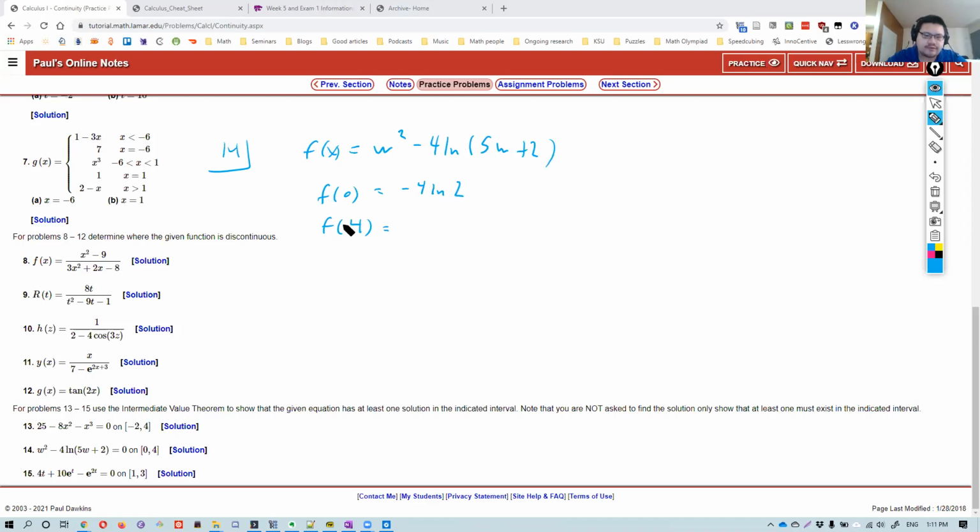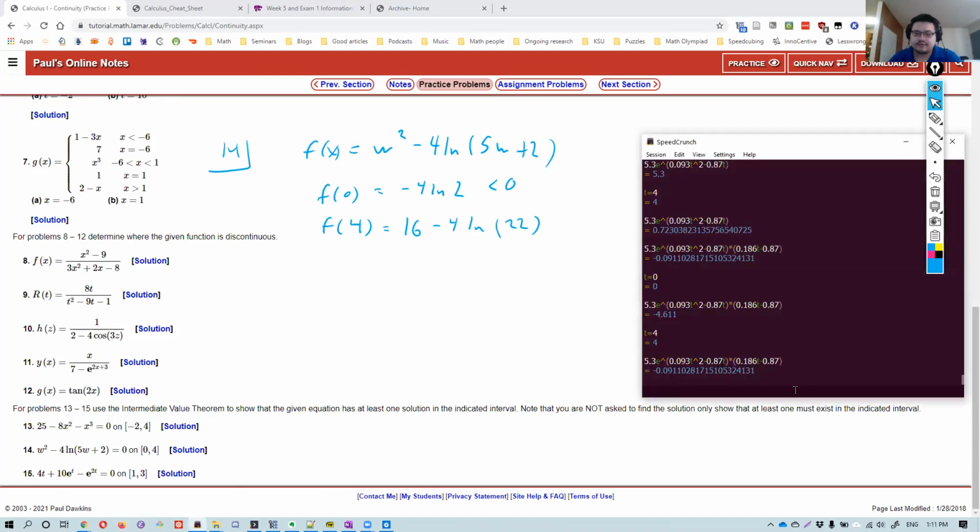Yeah, and if I put 4, I'm going to get 16 minus 4 ln of 22. So what you see is that this number is clearly negative, and then this guy is the only thing that I think I need to reach for a calculator to do. That's fine. I have a calculator handy. I have 2 of them handy, but this one is all I need for this problem.